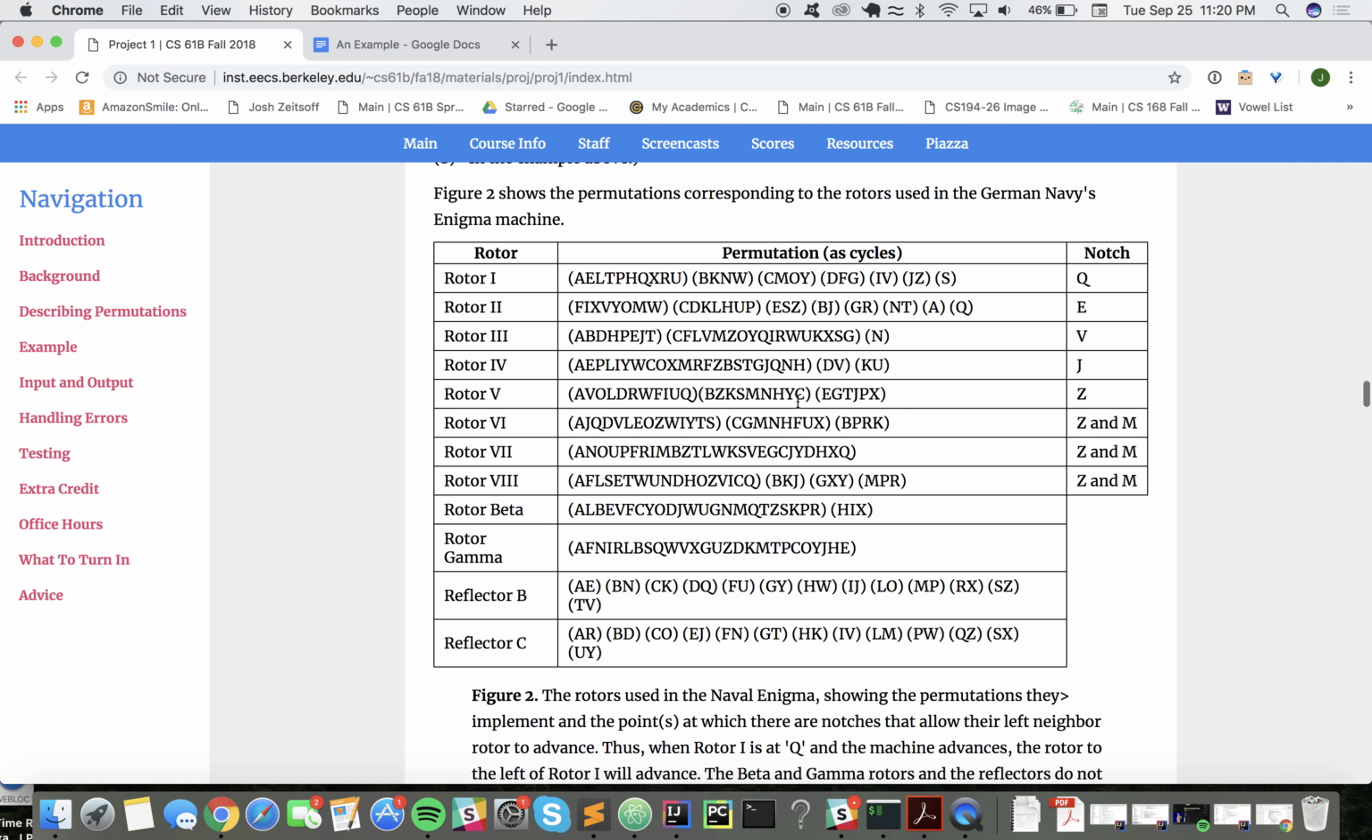And these were the standard permutations for each of the rotors used in the German Navy Enigma machines. So these were preset. You will see later on that we're going to provide the permutation for each rotor as a configuration when we actually run our Enigma machine.